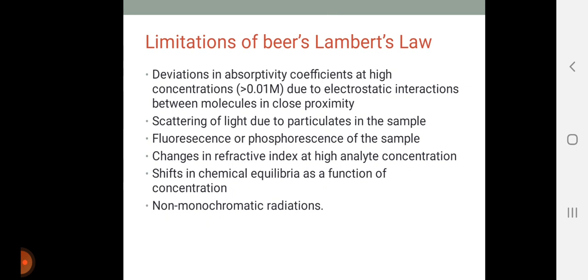Limitations of Beer-Lambert's law. Deviations in absorptivity coefficients at high concentrations due to electrostatic interactions between molecules in close proximity, scattering of light due to particulates in the sample, fluorescence or phosphorescence of the sample, changes in refractive index at high analyte concentration, shifts in chemical equilibria as a function of concentration, and non-monochromatic radiation.